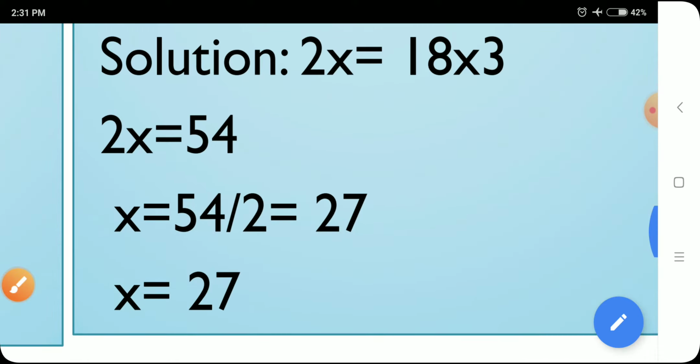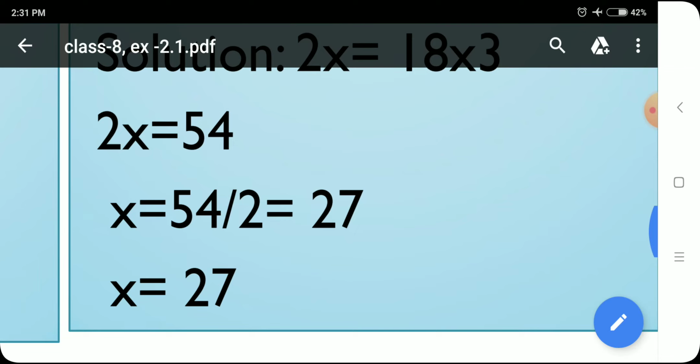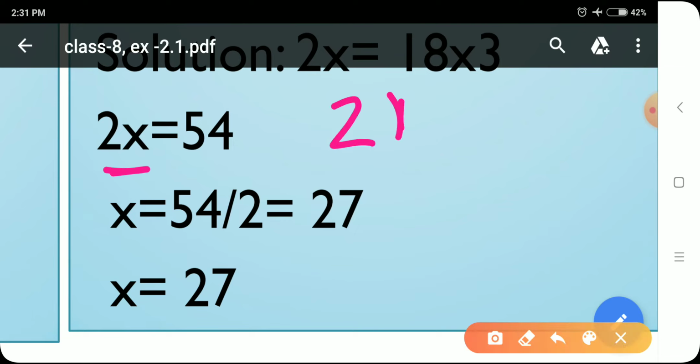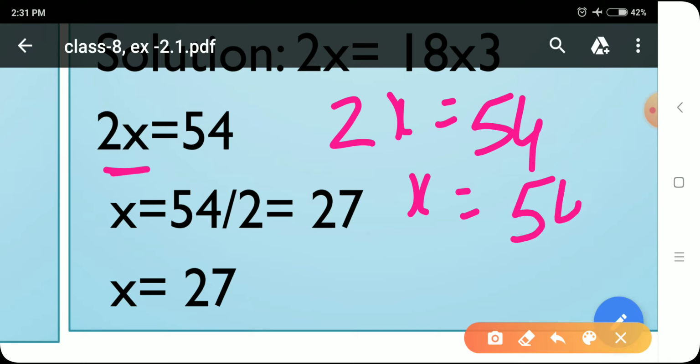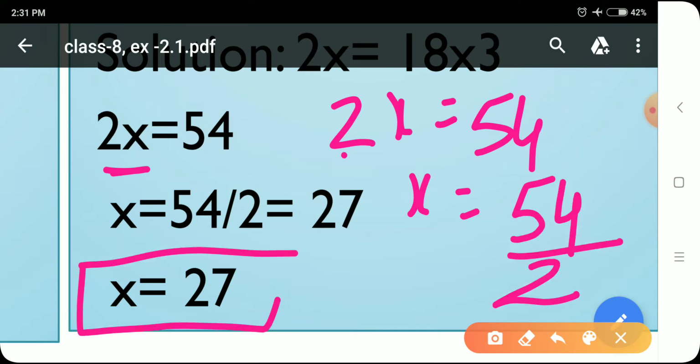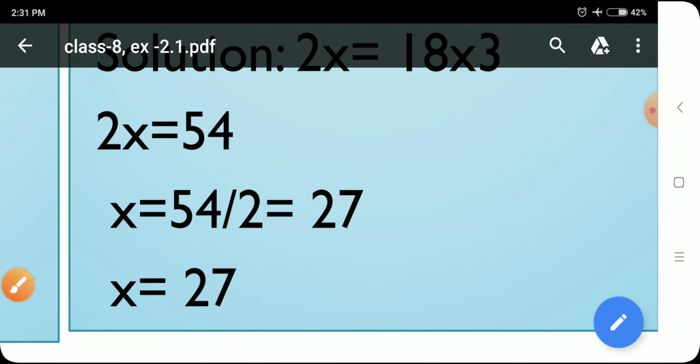Now 2 is in multiplication here, so it will change into division. x is already there, 54 is already there. This 2 is changing into division, and you will get x is equal to 27. This will be your answer.